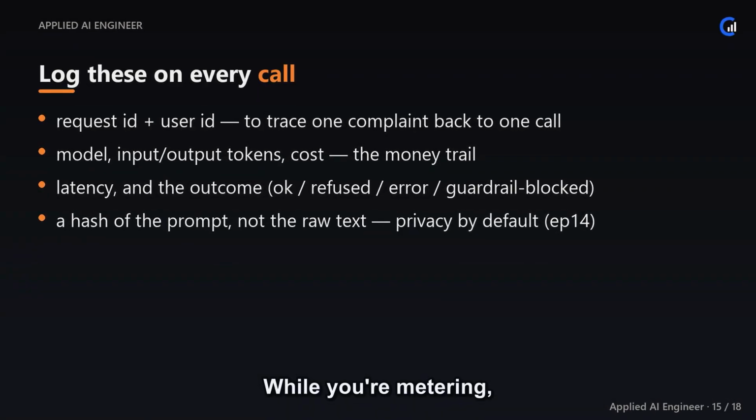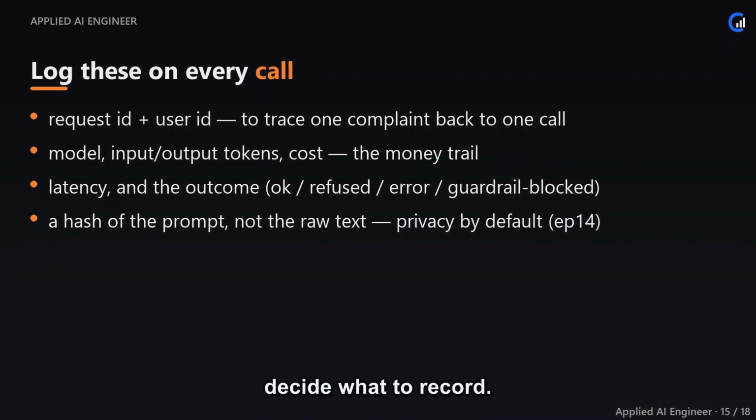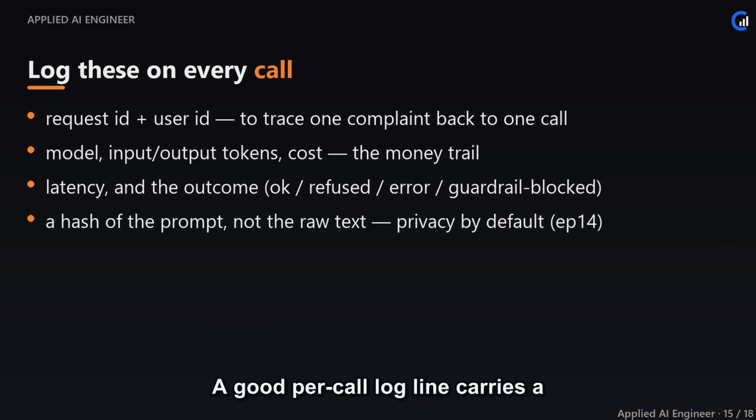While you are metering, decide what to record. A good per-call log line carries a request ID and user ID so a single complaint can be traced to a single call, the model and token counts and cost, which is your money trail, the latency and the outcome.